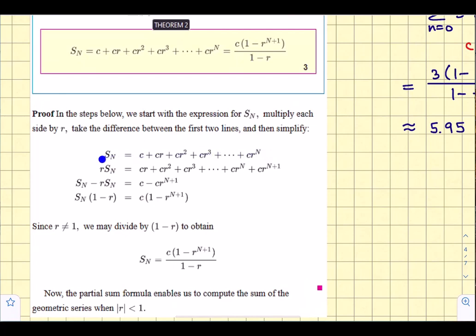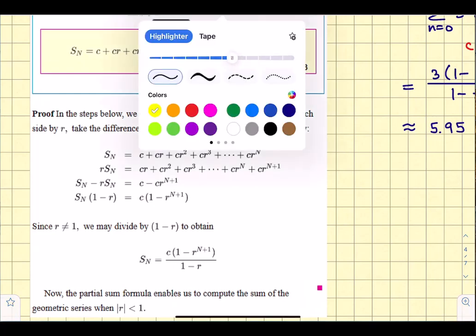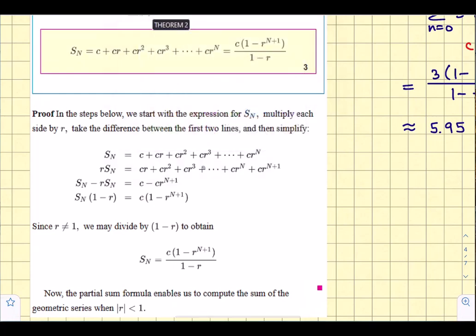If we start with this, and we take our geometric ratio r and multiply this equation by r, then we would get this. If we take this line minus this line, everything here is going to cancel. I'll even highlight it and show you here. Everything here is going to cancel, cancel, cancel.